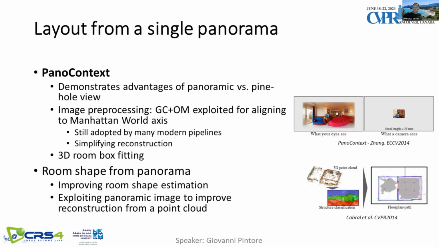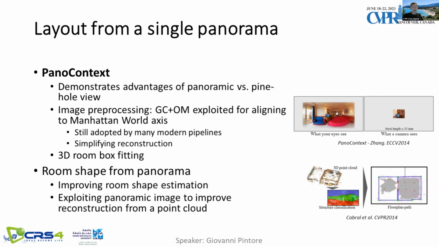Furthermore, this work introduced a pre-processing method to align 360-degree images to Manhattan axis, so as to greatly simplify the reconstruction. Such approach consists in transforming equirectangular images into perspective tiles, applying geometric context and orientation map detection, converting the results back to sphere, and then the output of PanoContext is a 3D bounding box that tries to fit such Manhattan-oriented planes.